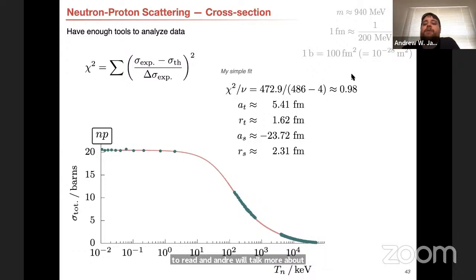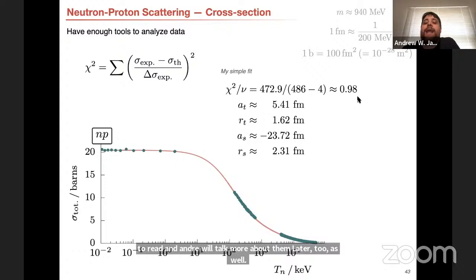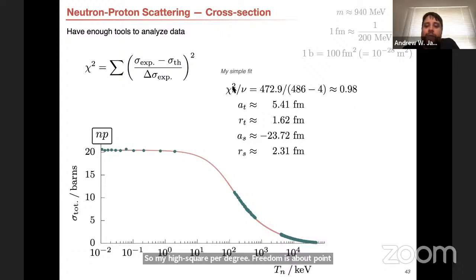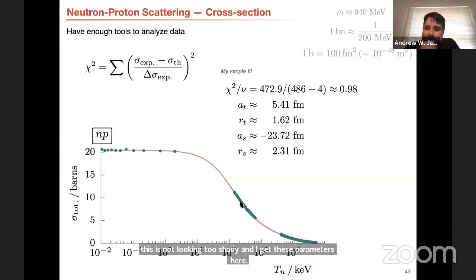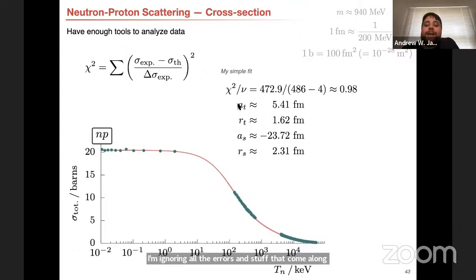So my chi-squared per degree of freedom is about 0.98. For good fits, you want this chi-squared per degree of freedom to be about 1. So this is not looking too shabby. And I get these parameters here. I'm ignoring all the errors that come along with this; let's just focus on nominal numbers right now. I get the triplet effective range and scattering length to be this here, and the singlet to be this. So great, these are some numbers.